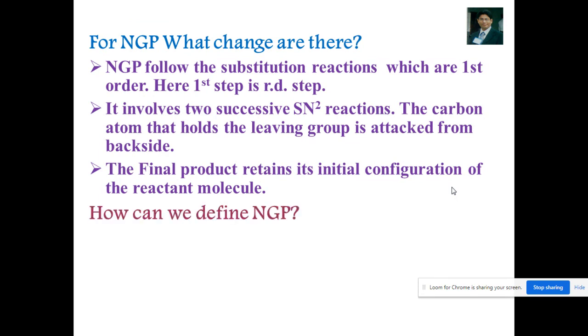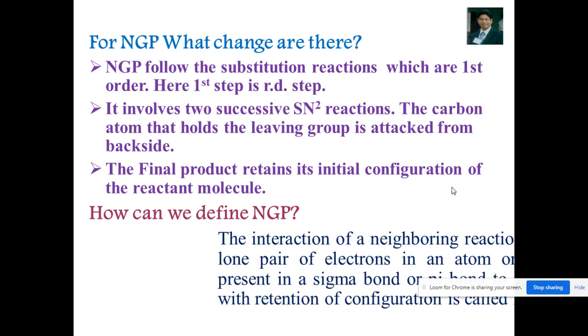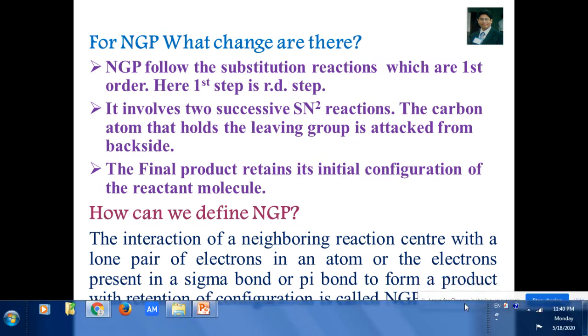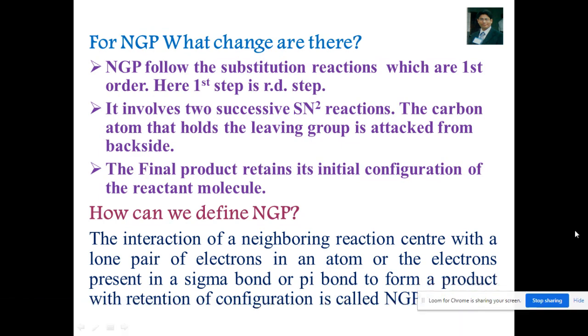So, how can we define NGP or neighboring group participation? The interaction of a neighboring reaction center with a lone pair of electrons in an atom, or the electrons present in a sigma bond or pi bond, to form a product with retention of configuration is called neighboring group participation.